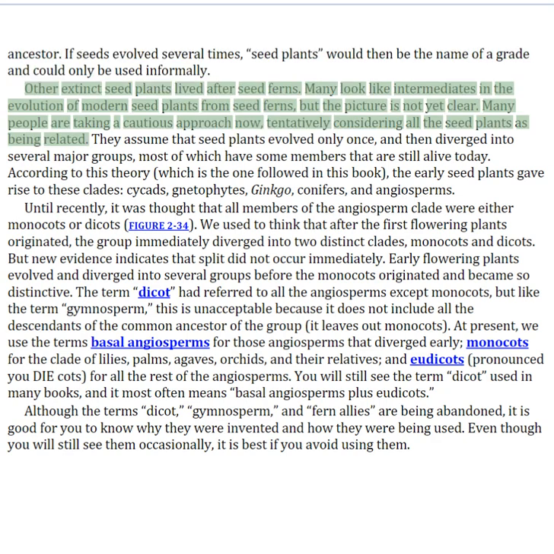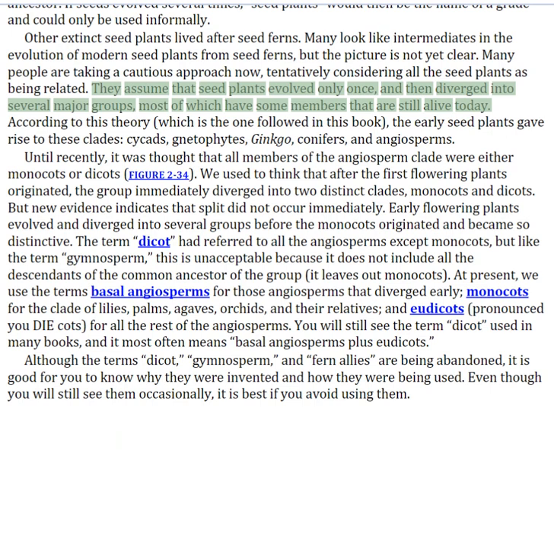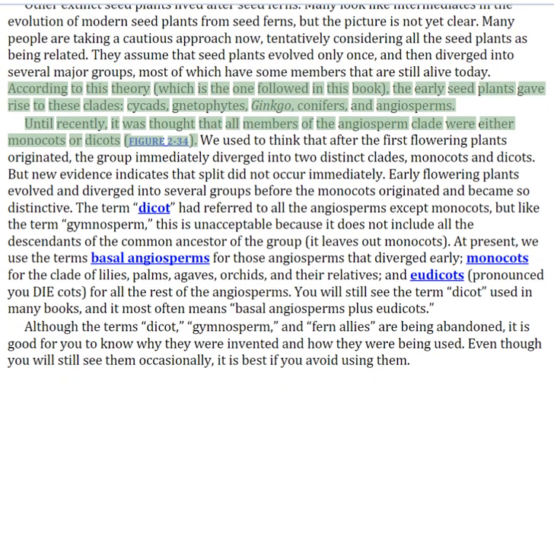Other extinct seed plants lived after seed ferns. Many look like intermediates in the evolution of modern seed plants from seed ferns, but the picture is not yet clear. Many people are taking a cautious approach now, tentatively considering all the seed plants as being related. They assume that seed plants evolved only once, and then diverged into several major groups, most of which have some members that are still alive today. According to this theory, the early seed plants gave rise to these clades: cycads, gnetophytes, ginkgo, conifers, and angiosperms.